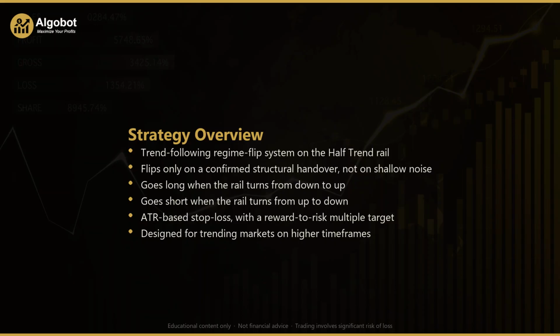Importantly, only the transition bar trades. The strategy compares the rail's state bar by bar, so it enters once per regime change, not on every single bar of the trend. Risk is handled with the average true range, a common measure of volatility. The stop loss is placed a multiple of the average true range beyond the entry, and the take profit is set as a reward to risk multiple of that stop distance.